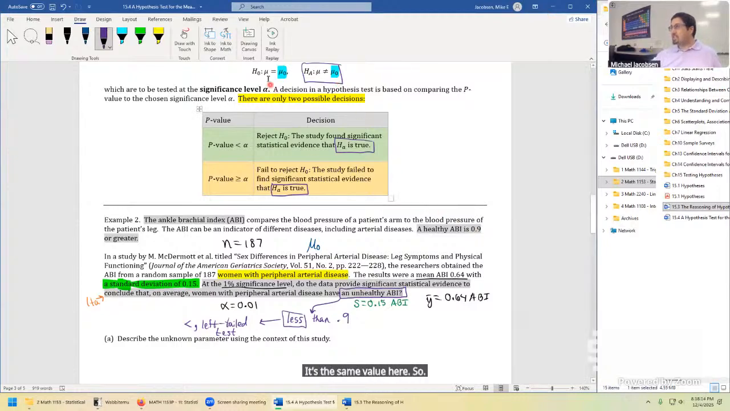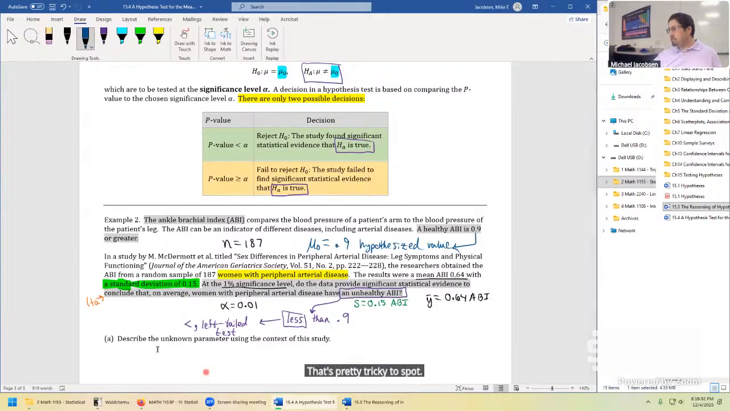So the null hypothesis is a statement of nothing's going on. There's no concern. The status quo is being maintained. What would that look like in this context? Having peripheral arterial disease means nothing's going on with your ABI. The hypothesized value is right at that benchmark, 0.9, which cuts off healthy and unhealthy. So the hypothesized value is 0.9 in this problem. That's pretty tricky to spot.